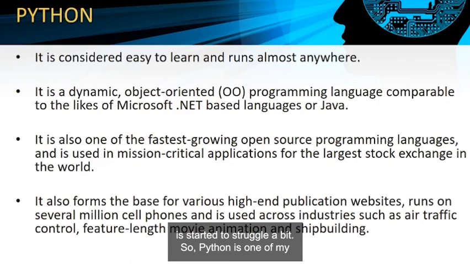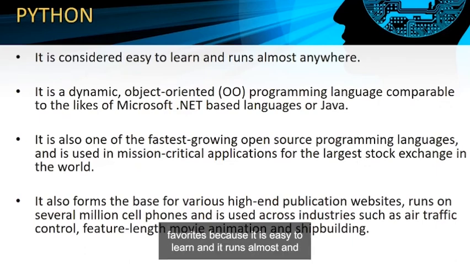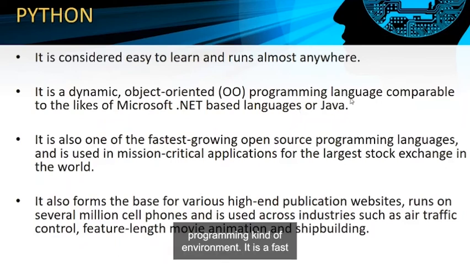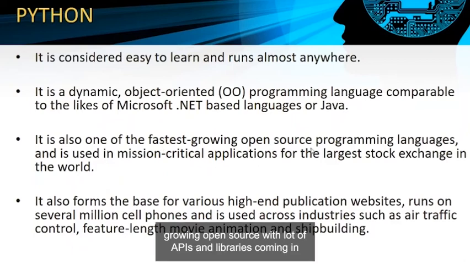So Python is one of my favorites because it is easy to learn and it runs almost everywhere. It is very dynamic. It has an object-oriented programming kind of environment. It is a fast-growing open source with a lot of APIs and libraries coming in every day. It is used behind a lot of high-end websites, and the code can run on several million cell phones and can be used across industries.